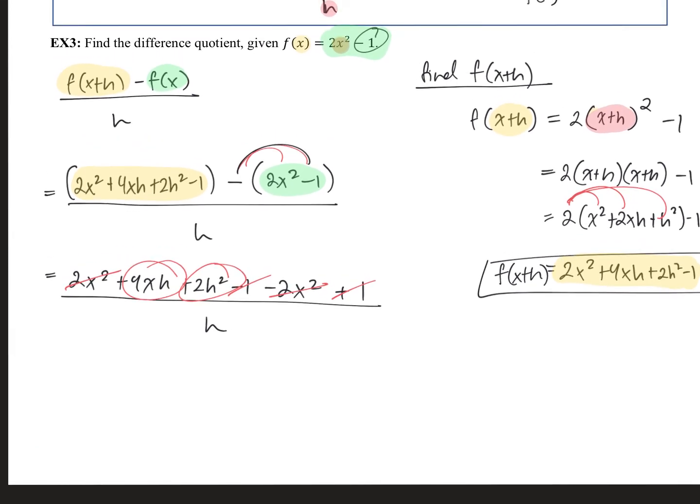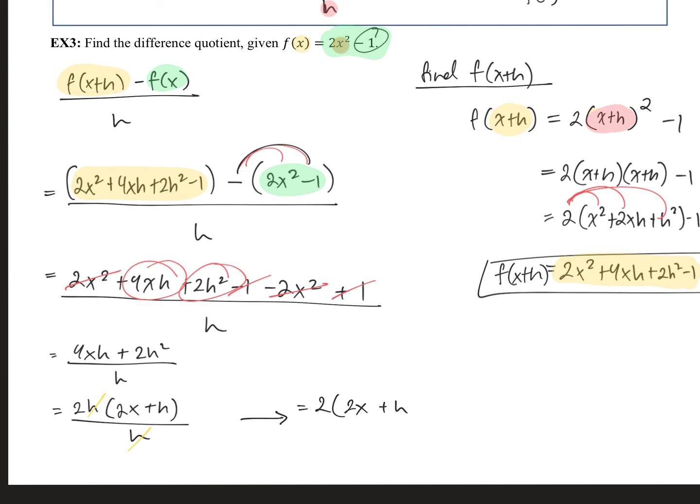So this is going to be 4xh plus 2h squared over h. Now let's see if we can simplify this. Well, in the top, they all have a 2 and an h. So let's factor that out, and then we're left with 2 times 2x plus h, divided by h. Ooh, and then those h's cancel. And I'm left with, let's go ahead and jot out to the side with the arrow, 2 times 2x plus h.